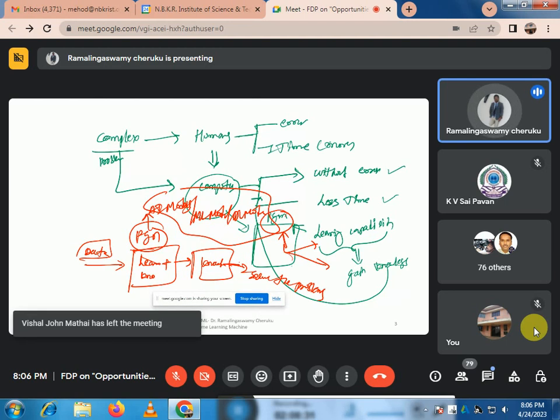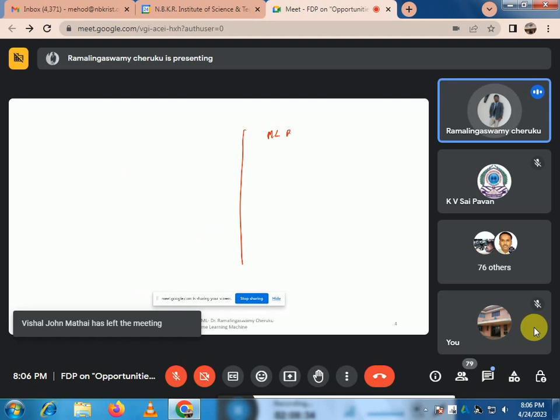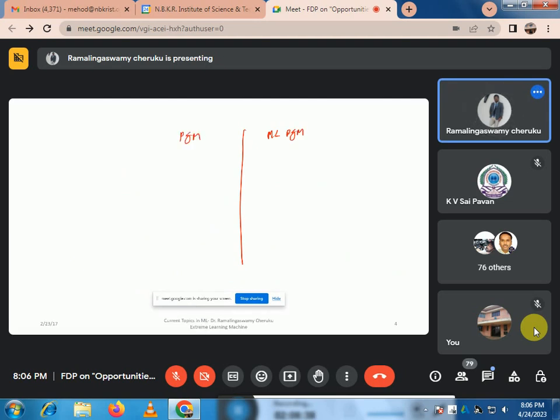Suppose I want to add two numbers. On the one side you have a ML program, and on the other hand, you have a normal typical program. I want to add two numbers. How do you write a typical program? Suppose you write C is equal to A plus B, and the result I'm storing in C. So simple, everybody knows C is equal to A plus B.